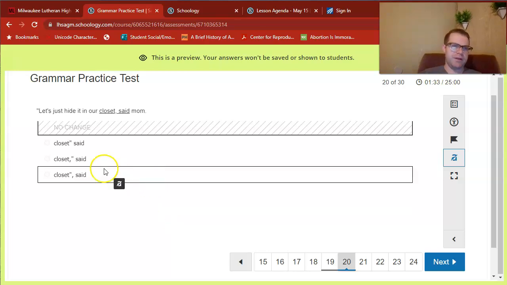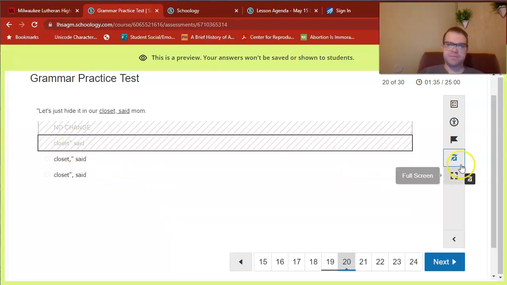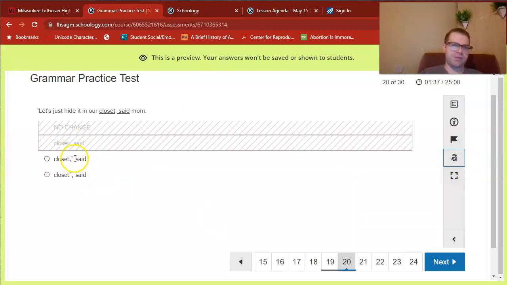There's already a comma there, so I wouldn't necessarily use B. Just have to decide where my comma goes. The thing to remember, 1 dot in, 2 dots out, that's what it's all about. Commas go inside of quotes, just like periods do.